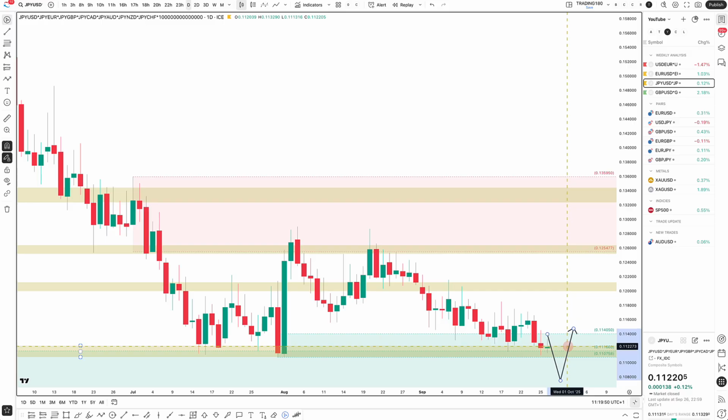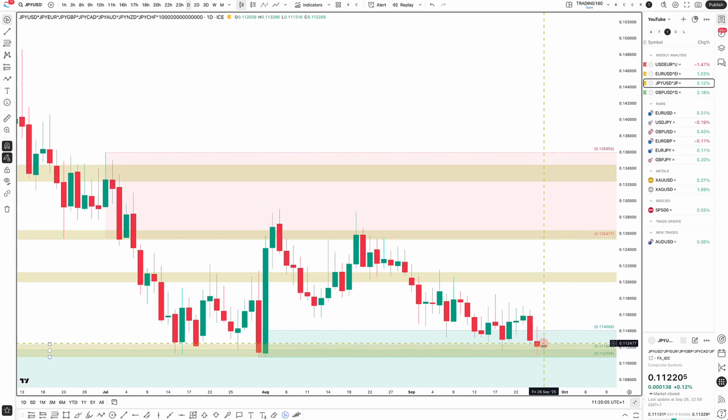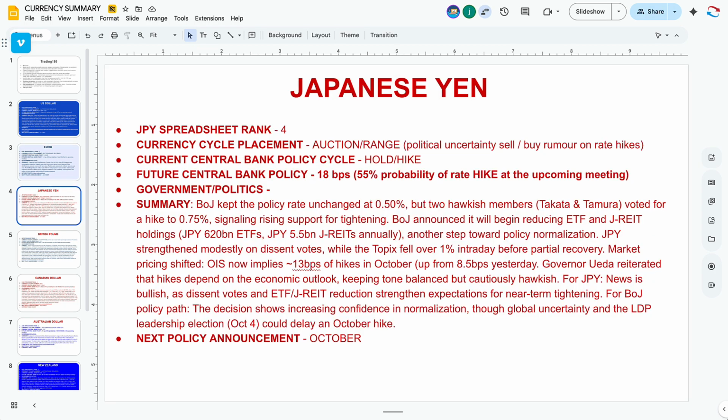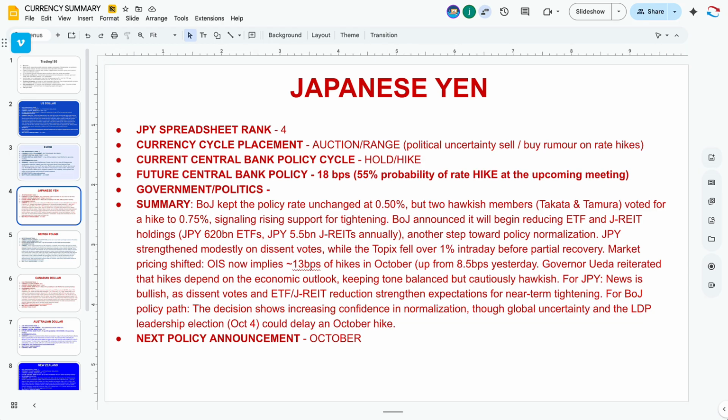In the group analysis, I was saying I want to be long, or I'm looking for potential longs on the yen. But the problem with the yen is just that they've got an election on the 4th of October. So I do think that if the government that is elected is supportive of rate hikes, because the Bank of Japan do want to hike rates due to the data, but I won't necessarily read all of this, but it says here, for the BOJ, the policy path, the decision shows increasing confidence in normalization. Normalization is just really talking about rate hikes.